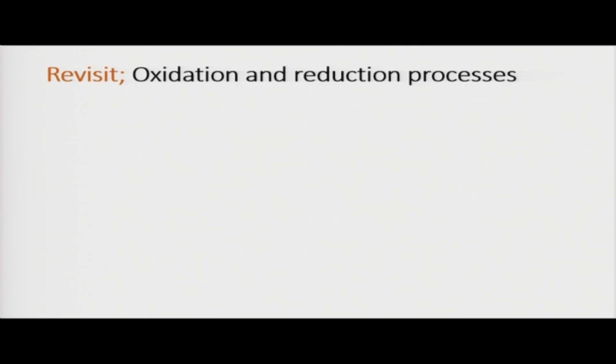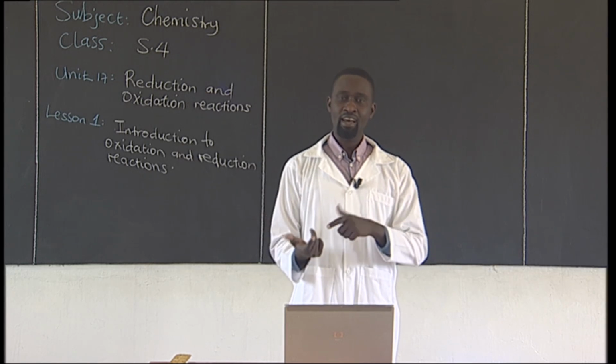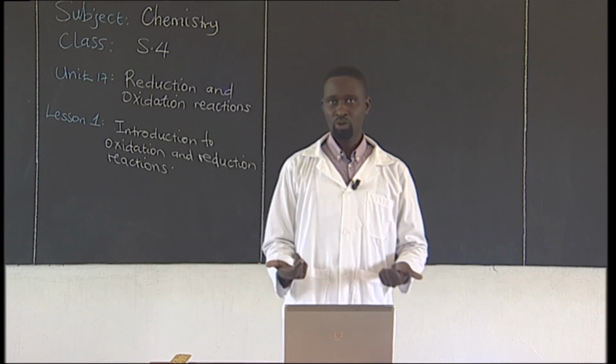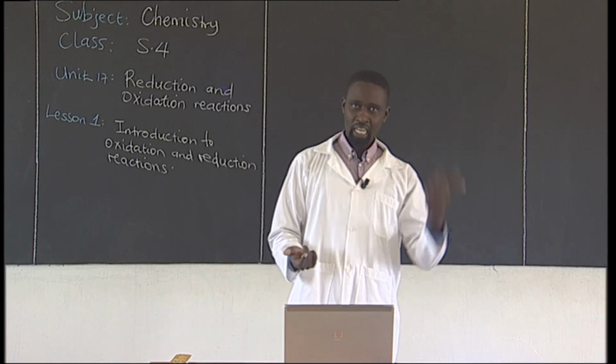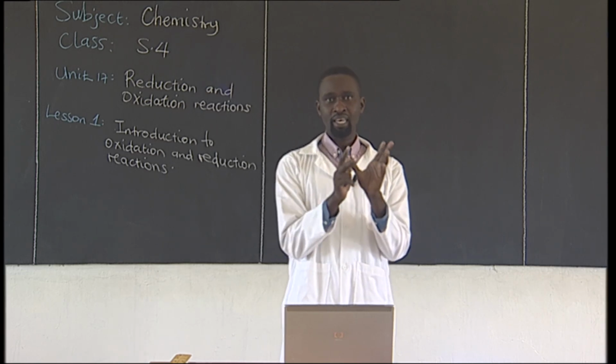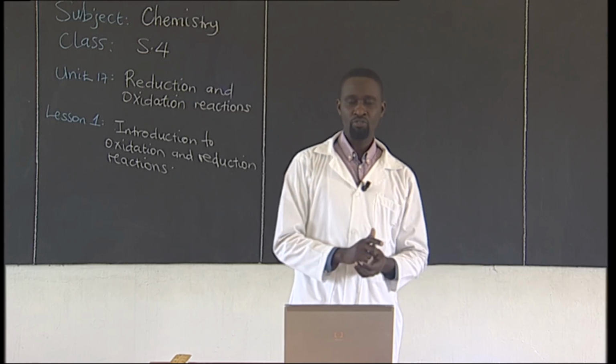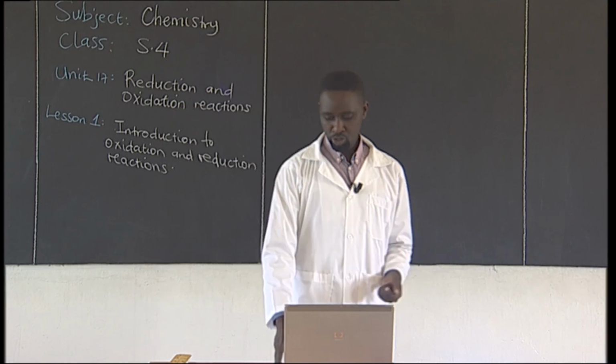All right, let's take a quick revisit. You remember I just said that you've been looking at reduction and oxidation in terms of oxygen and hydrogen. Let's take a quick revisit. Oxidation can be defined in two ways, either in terms of removal or addition of oxygen, or in terms of addition or removal of hydrogen. So we are going to look at those two cases, giving example in each case, before we can go to the transfer of electrons.